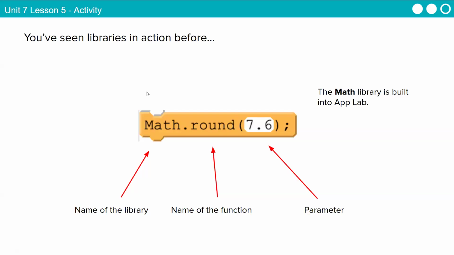Let's look at how you would actually access the functions in a library. So you've actually seen libraries before. The math library is built into App Lab. So what we do is we start with the name of the library. You can see the first letter is capitalized, then a period, then the name of the function, and inside parentheses, if there are any parameters, you put in values for those parameters when you call it.